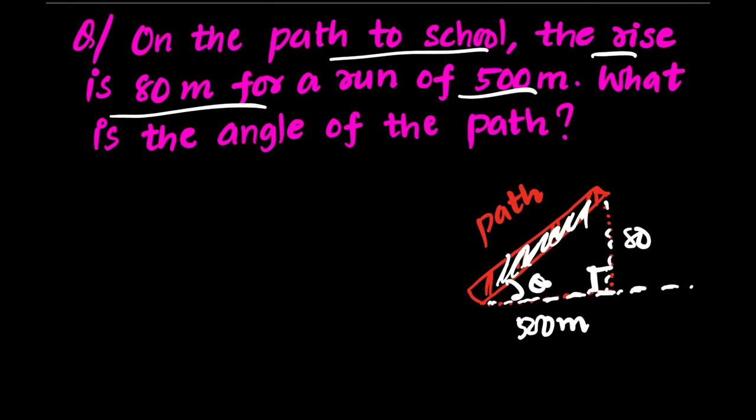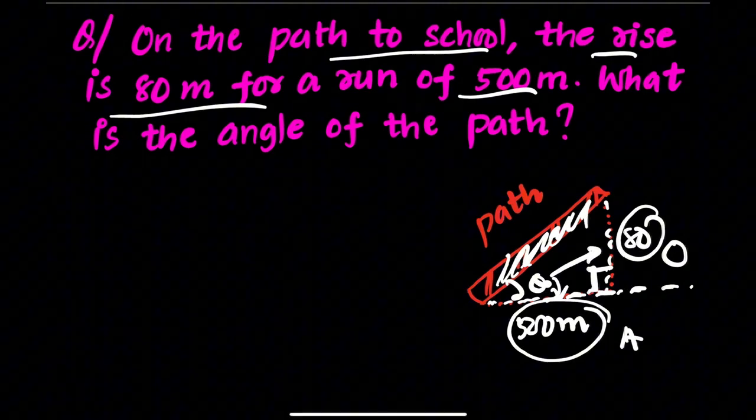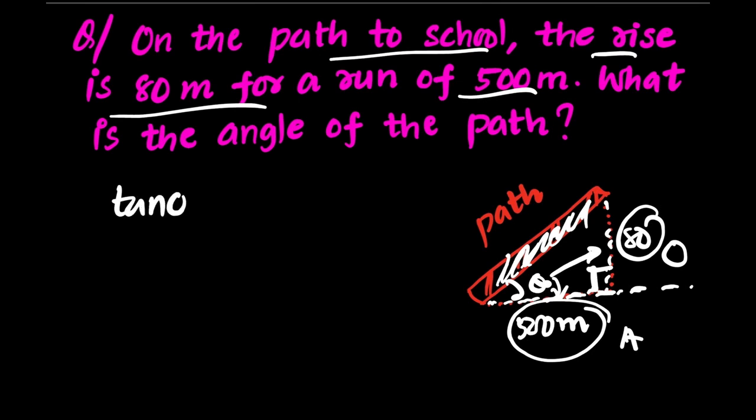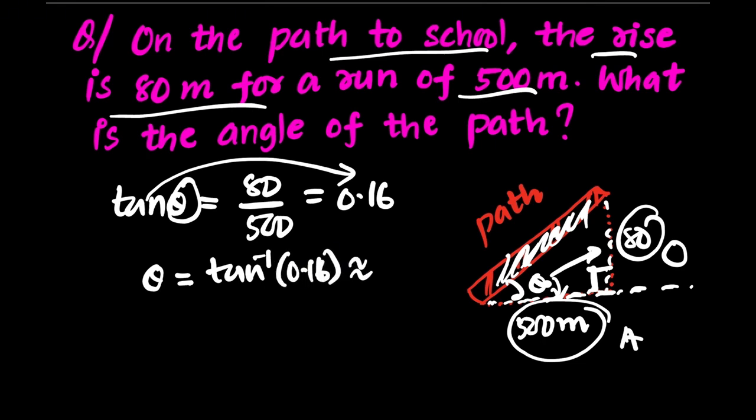Since this situation forms a right triangle, with respect to this theta, 80 meter is opposite and 500 meter is adjacent. Since it involves opposite and adjacent, let's use tangent theta. So tangent theta equals opposite, in this case 80, over adjacent, 500, which equals 0.16. Since we are finding this theta, keep it on this side and take tangent on the other side, which becomes tan inverse of 0.16, which is approximately equal to 9 degree. So the angle of the path equals 9 degree.